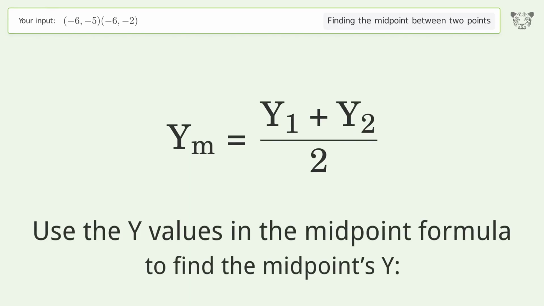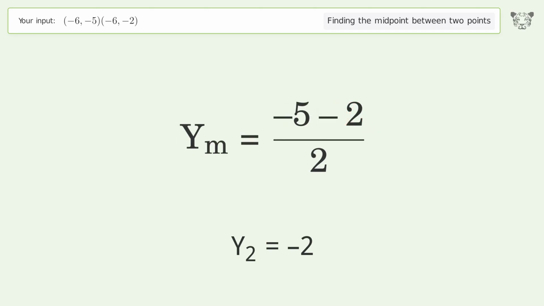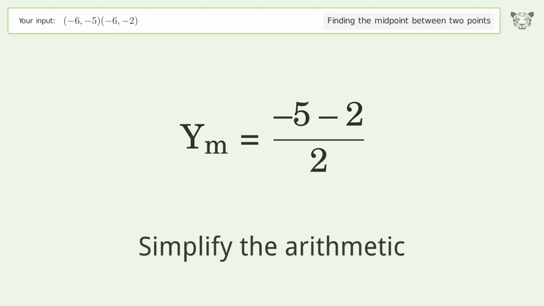Use the y values in the midpoint formula to find the midpoint's y. y1 equals -5. y2 equals -2. Simplify the arithmetic.